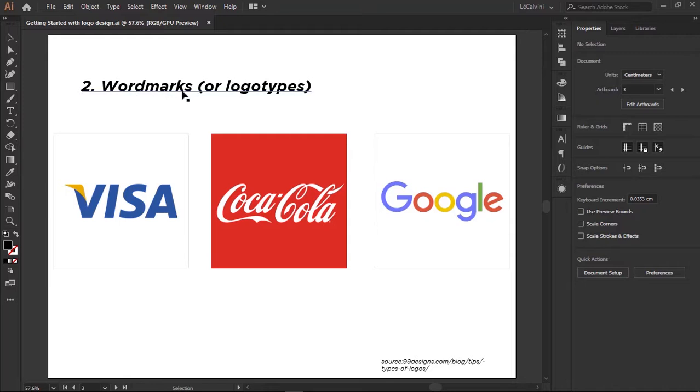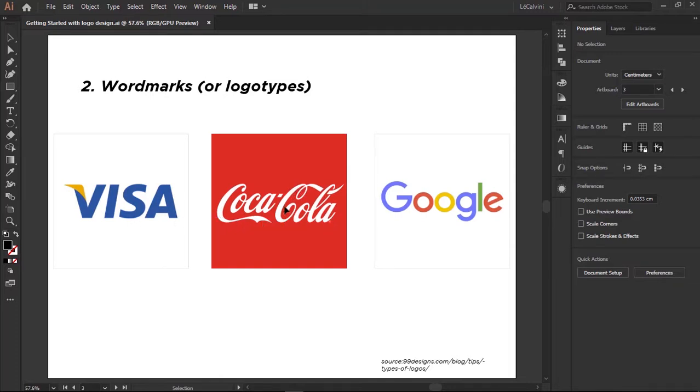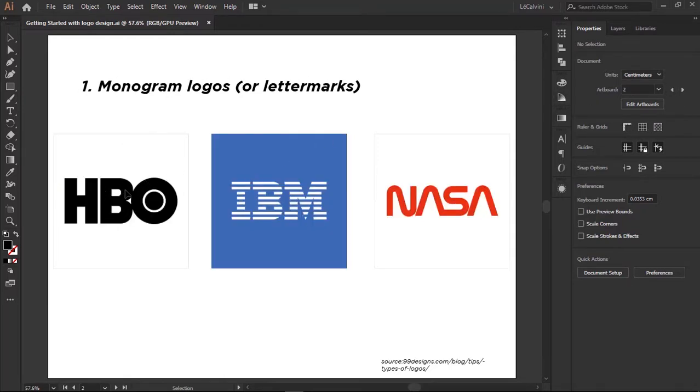So word marks are usually similar to letter marks, because it's a font based logo. For example, think Visa or Coca-Cola or Google. I hope you're getting what I'm saying. Word marks and monograms or letter marks are very different. See that Coca-Cola, or someone would just say Cola. No, it's actually not true, but notice the difference. Google, it's a word, but if you go to monograms, we have HBO, IBM, they're like short forms.